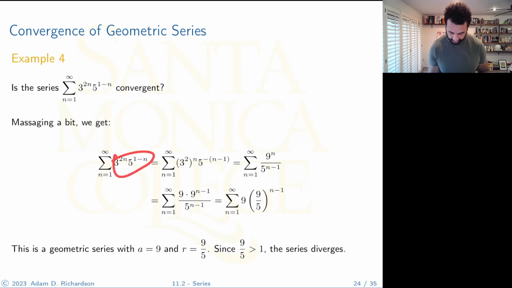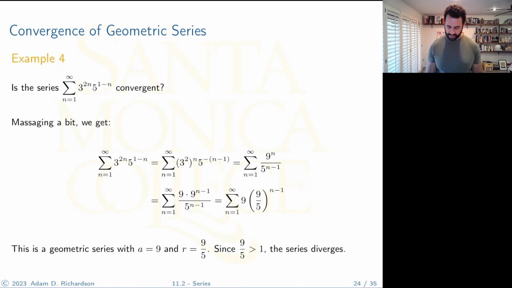So starting here, I'm going to write 3 to the 2n as 3 squared to the n, and 5 to the 1 minus n as 5 to the negative n minus 1, right? Now I'm going to move things around a bit. So 3 squared is 9. And because this exponent is negative, I can move this entire factor into the denominator here. Now it's starting to kind of resemble what could be a geometric series, right?